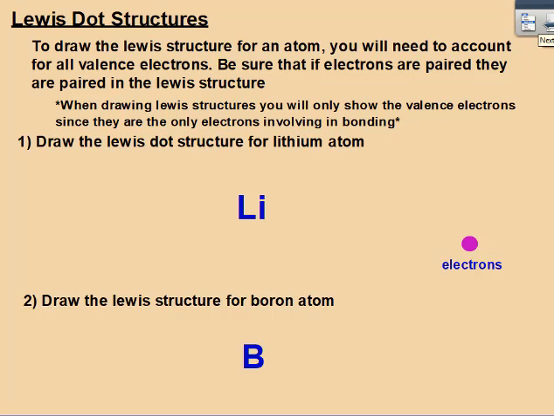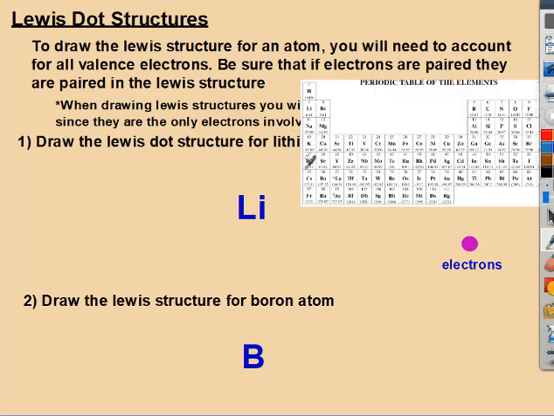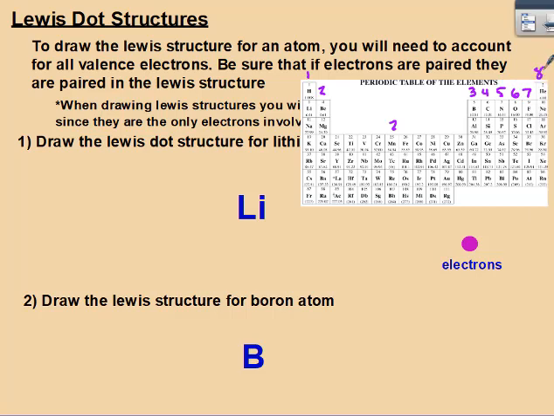So to draw the Lewis structure for an atom, you will need to account for all valence electrons. Be sure that if electrons are paired, they are paired in the Lewis structure. When drawing Lewis structures, you only show the valence electrons because those are the electrons involved in bonding. Everything in this first column has one valence electron. This column has two valence electrons. Everything in the middle technically has two valence electrons. This column is 3, 4, 5, 6, 7, and 8, with the exception of helium, which only has 2.